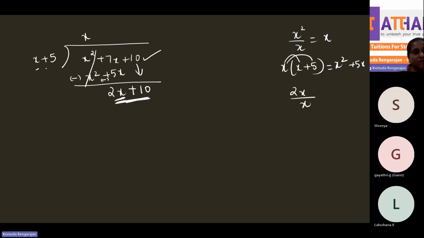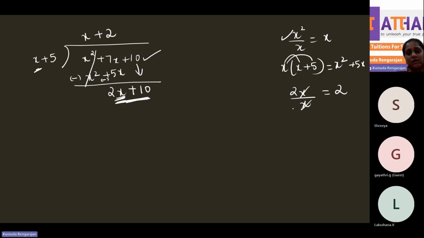So divide that by the first term of the divisor, as you did here. We need to divide 2x by x, which gives us 2, because x and x will get cancelled. 2 meaning plus 2. So that's the second term in the quotient.